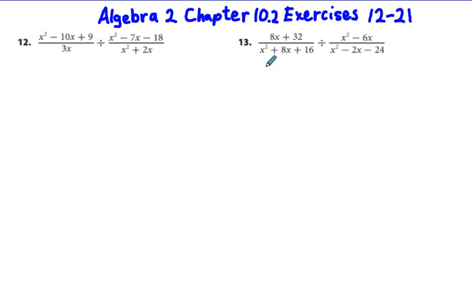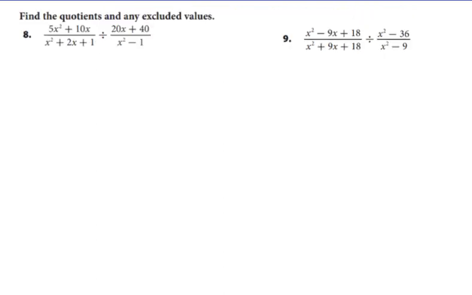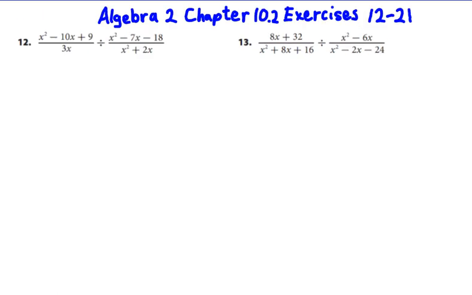Algebra 2, Chapter 10.2, exercises 12 through 21. This extends from our previous video lesson, which includes problems 1 through 11. And what we're doing now is multiplying and dividing polynomial expressions. And here, starting with problem 12, it says find the quotients and the excluded values.